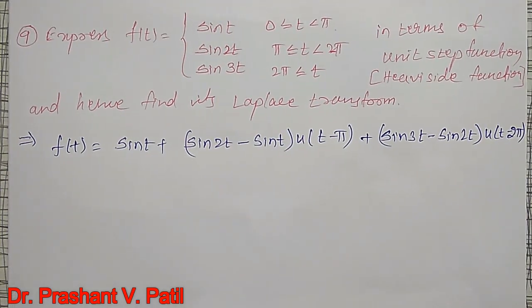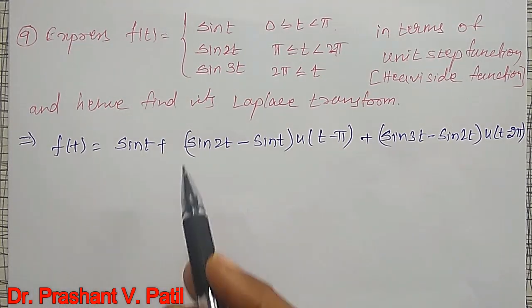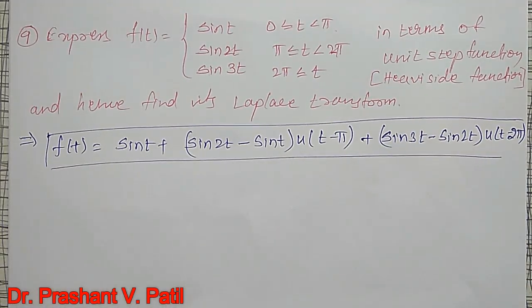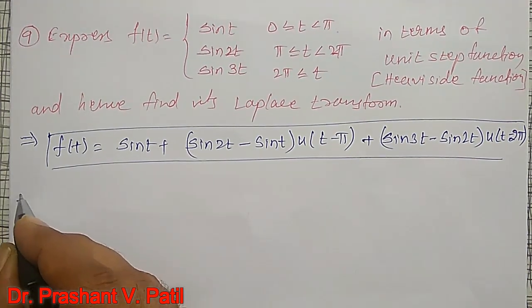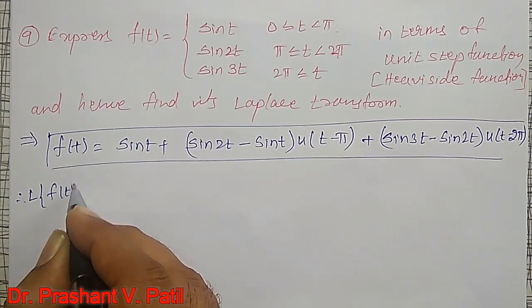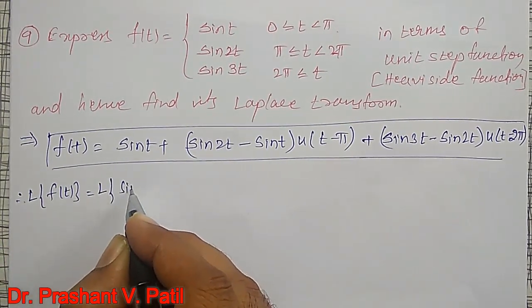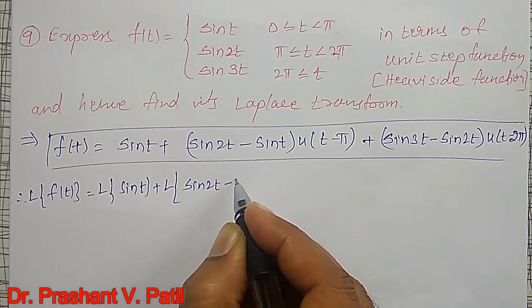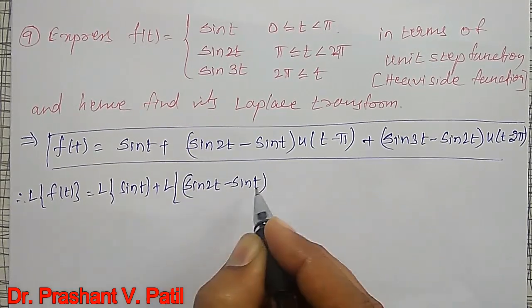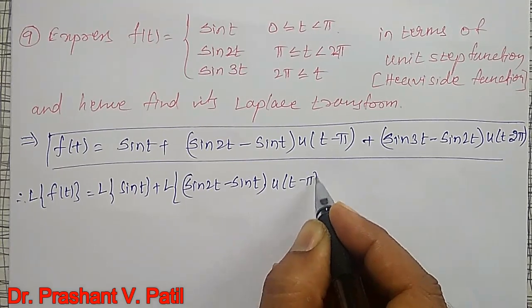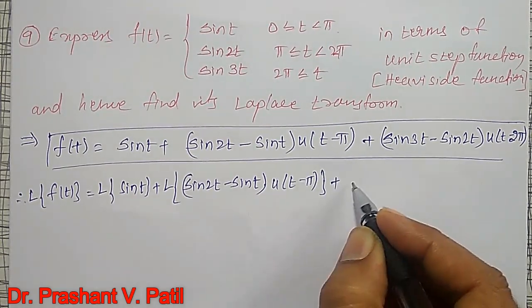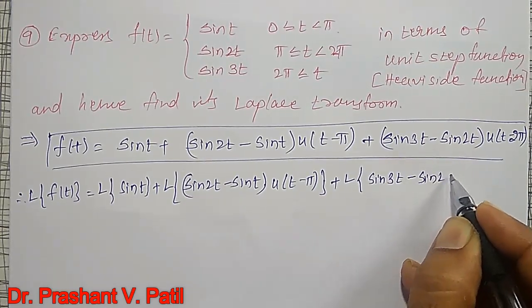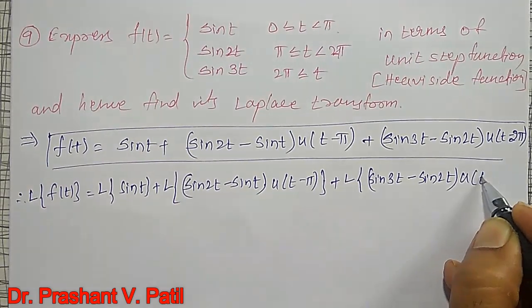Okay, this is my discontinuous function converted to unit step function. Its Laplace transform I have to find out. Therefore Laplace transform of f of t is equal to Laplace transform of sin t separate, plus Laplace transform of sin 2t minus sin t into u of t minus pi, plus Laplace transform of sin 3t minus sin 2t into u of t minus 2 pi.